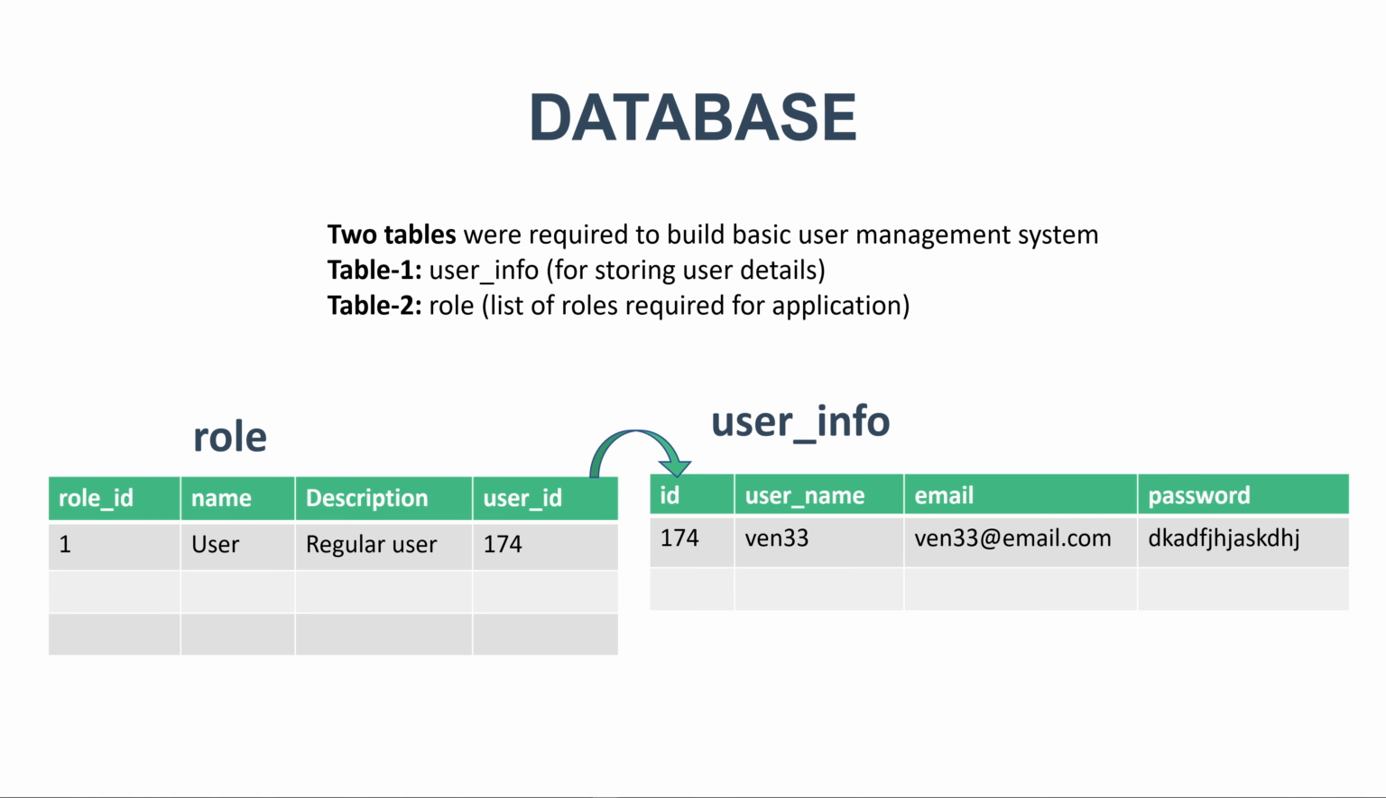So each time you try to get user info, it looks in the role table and also gets what kind of role the user has been assigned. So this is the project scope. Let's go ahead and start coding.